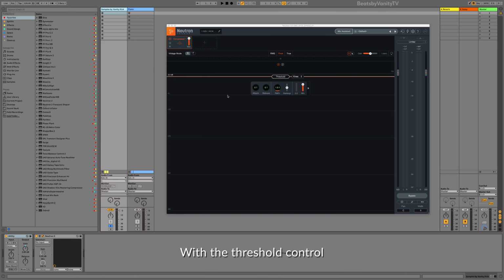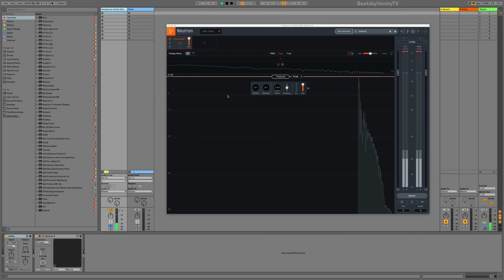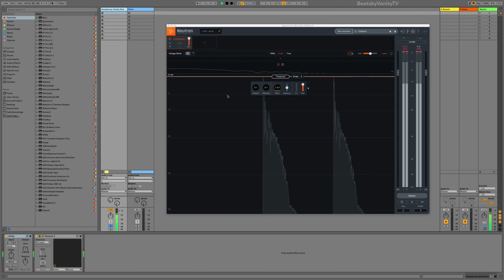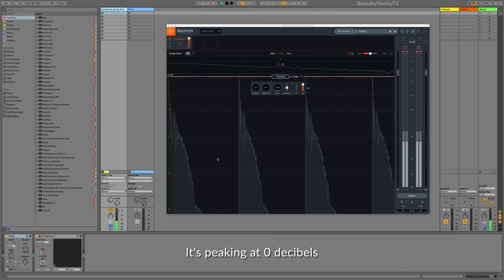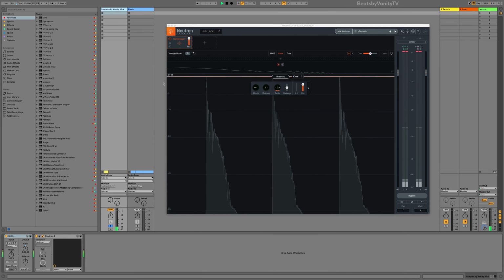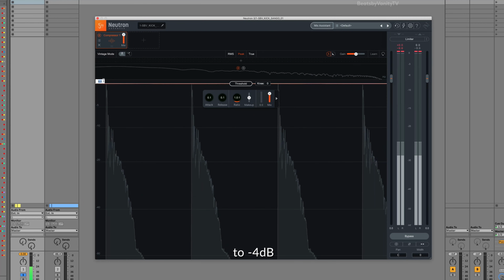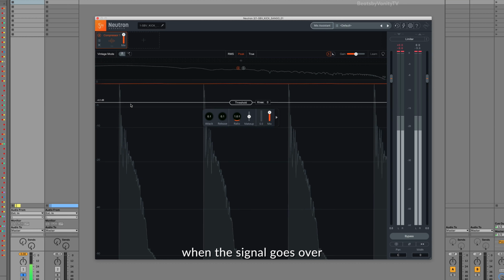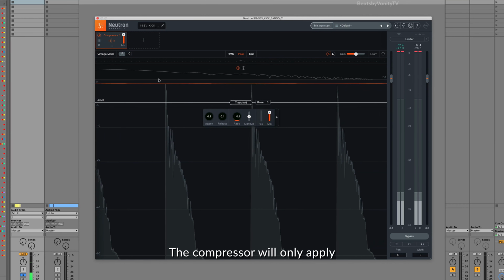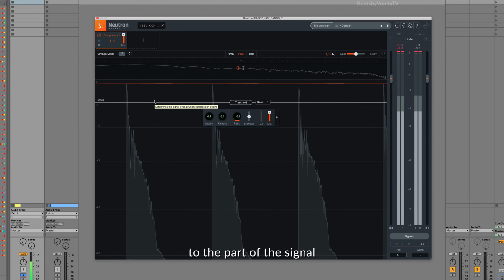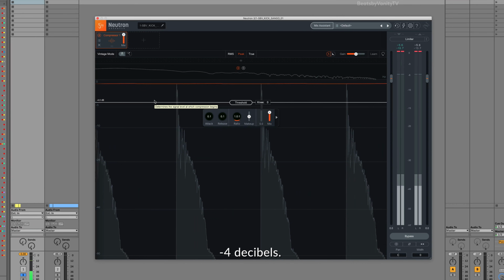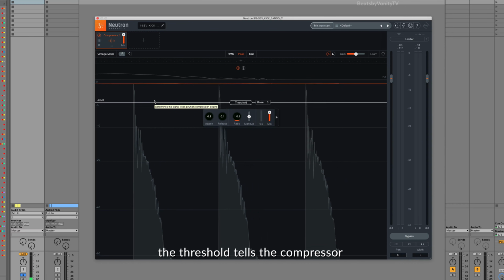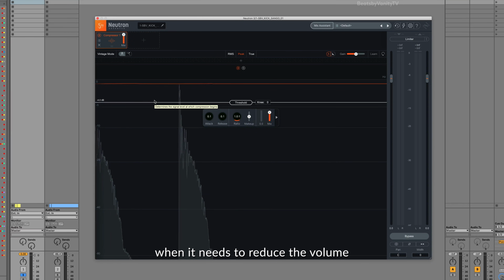With the threshold control, you're telling the compressor, hey, when the signal reaches this volume, turn it down. Listen to this, this is a kick drum. Right now, it's peaking at 0 decibels, or thereabouts. Let's just adjust the threshold to -4 dB, which means that the volume reduction will begin when the signal goes over -4 decibels. The compressor will only apply the reduction to the part of the signal that is above -4 decibels. So, to summarize, the threshold tells the compressor when it needs to reduce the volume.